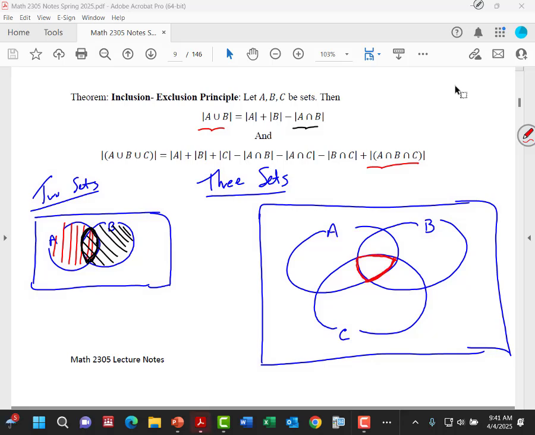So we call this the inclusion-exclusion principle. Okay? I can use it for 2 sets, which is very common. Occasionally we might use it for 3 sets. So I just wanted to bring that to your attention as we progress through unit number 1.